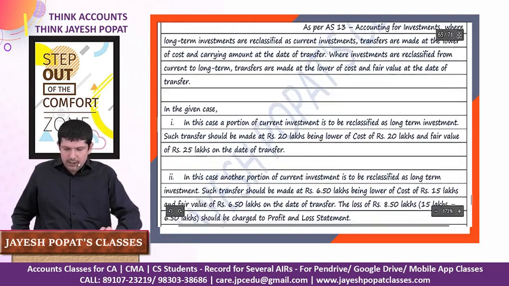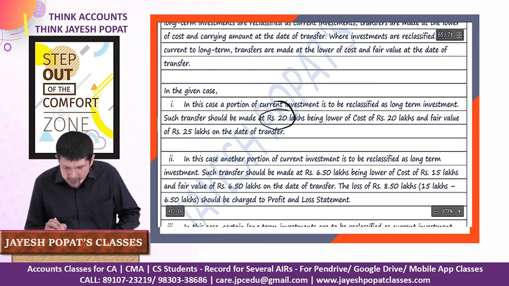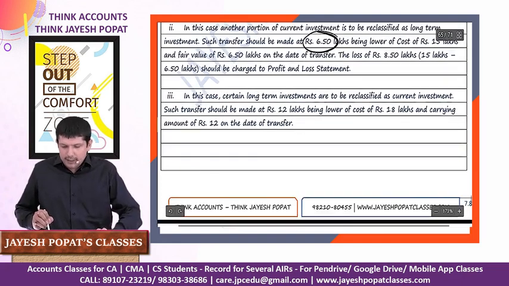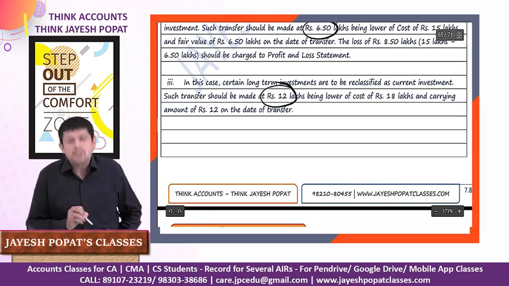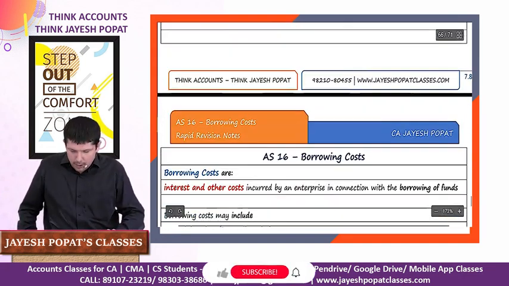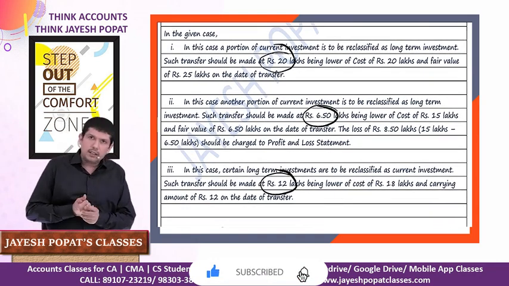So we have drafted it. In the first case, we have said that the transfer should be made at 20 lakh. In the second case, we have said that the transfer should be made at 6.5 lakh. And in the third case, we have said that the transfer should be made at 12 lakh based on the lower of the two comparable amounts. Right? So by this we are done with the revision of Accounting Standard 13.